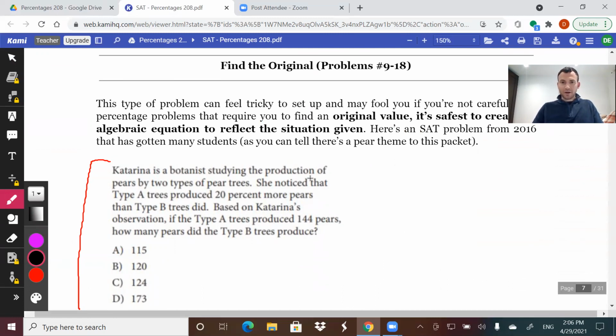Katarina is a botanist studying the production of pears by 2 types of pear trees. She noticed that type A trees produce 20% more pears than type B trees did. Based on Katarina's observation, if the type A trees produce 144 pears, how many pears did type B trees produce? So it's a word problem, so it feels like a lot, and it feels like you're trying to hold on to a lot.